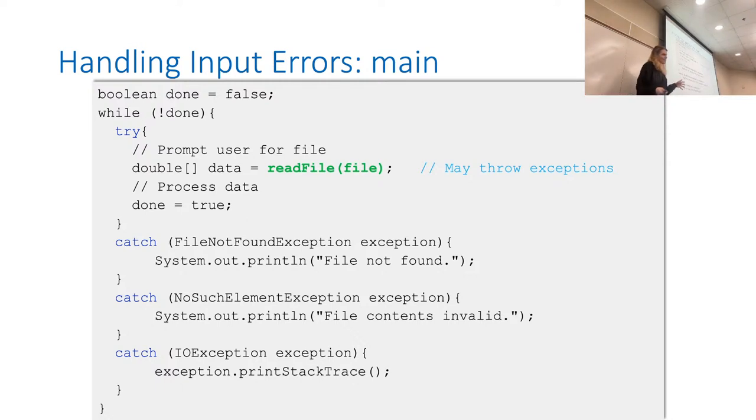And you actually can even see, it's a subtlety, but I like it. The file not found exception has an actual error: file not found, it tells you what's wrong. No such element exception tells you what's wrong: file contents invalid. But a generic IO exception just prints out the stack trace, i.e. all the red text that you see in IntelliJ, because basically it's saying, hey, I'll catch an IO exception, I'll make sure it doesn't crash the program, but I have no idea what just happened here. Here's the entire stack trace, here's everything about the exception I know, see if you can figure it out.